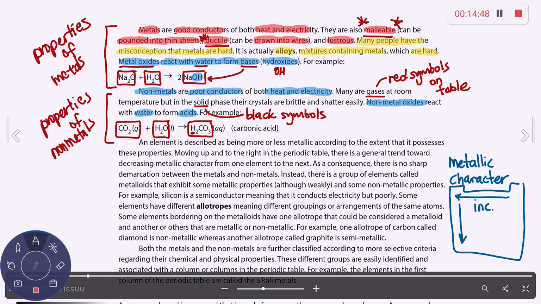Something else that you should know is that some elements on the periodic table have allotropes. Let me stop this video and restart it.